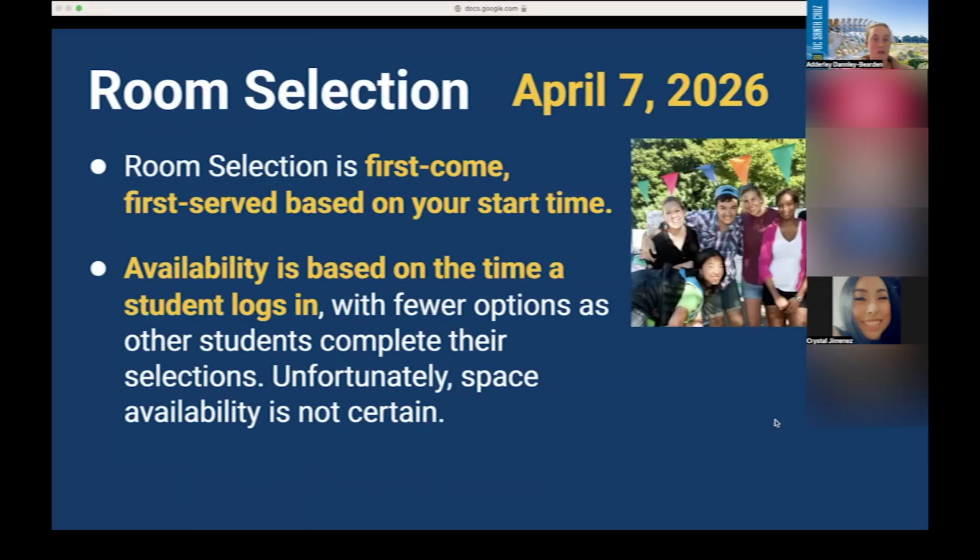So room selection on April 7th is first come, first served based on your start time. Availability is based on the time that you log in, and obviously as more students make their selections for their spaces throughout the day, availability is going to change. Unfortunately, space availability is not certain.